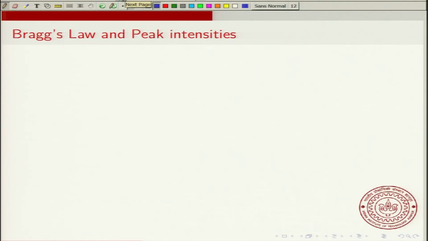Now, one of the ways to analyze, the whole analysis is based on Bragg's law, and so Bragg's law and peak intensities. The basic idea is that peaks of intensities correspond to constructive interference.